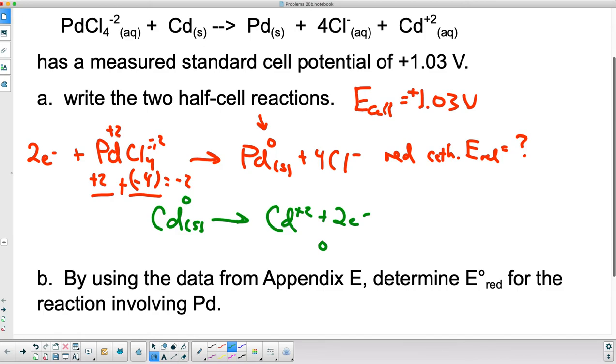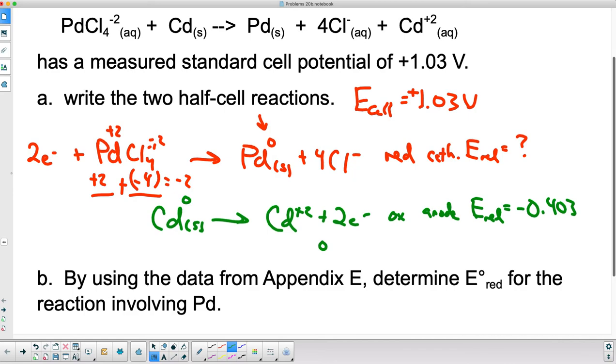My E. This, by the way, if the electrons are on the right-hand side, that means oxidation, that means anode, and that means my E reduction for this, even though it's written as a reduction, is -0.403. So that's where I am. Now we don't need to show that just yet, but this says by using the data from Appendix E, determine E reduction for the reaction involving the Pd.